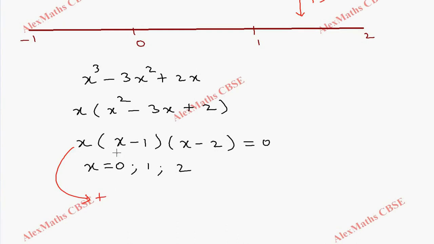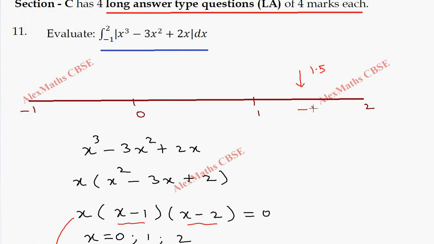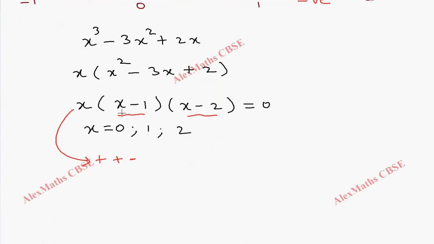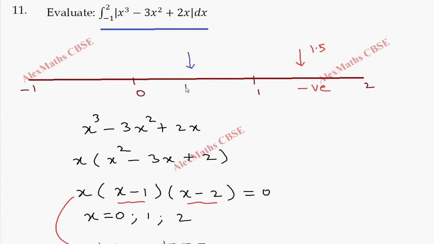If I put 1.5, then 1.5 minus 1 is again positive. 1.5 minus 2 is negative. So totally it is a negative value in this region. Now coming to this part, let's take 0.5 and substitute here. If I substitute 0.5 here, first value is positive, 0.5 minus 1 is negative, and 0.5 minus 2 is also negative. So two negatives, so totally it becomes positive.